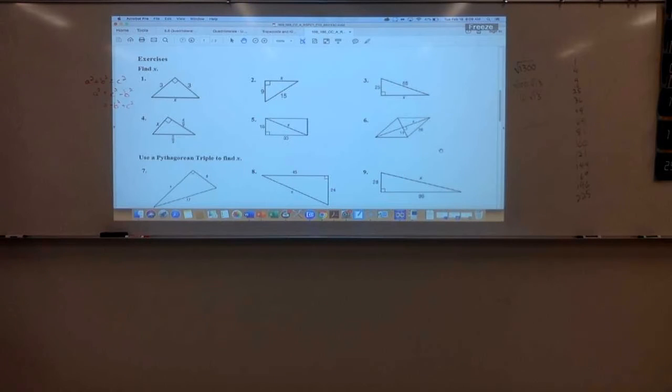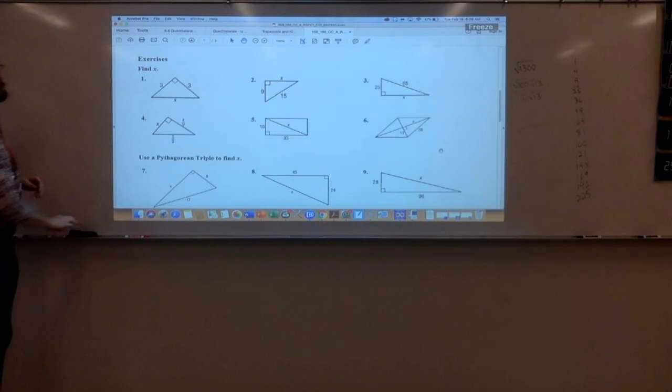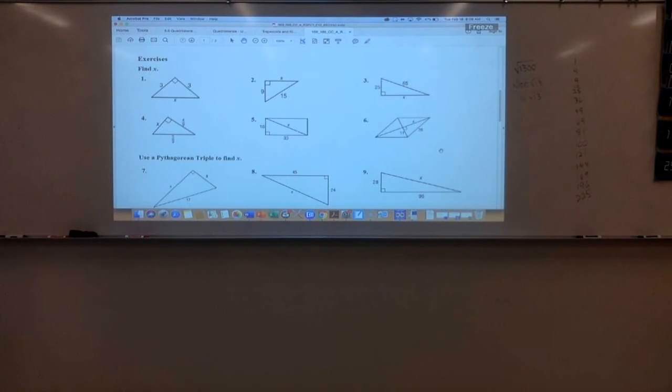Plus 25 squared. Well, you would be subtracting. If you're solving for one of these, you would be subtracting over. So you would write it as C squared minus the other one squared.